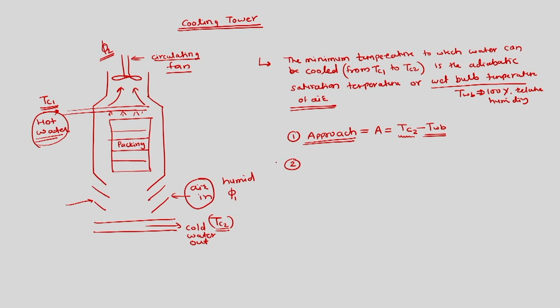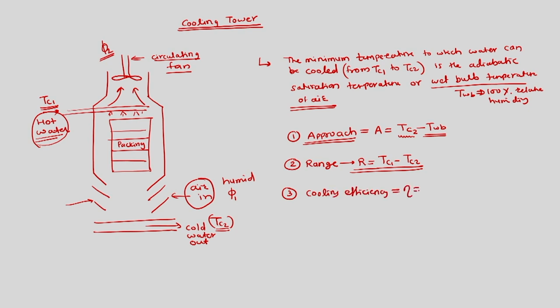Second is called the range of the cooling tower, and this range is defined as R. This is equal to TC1 minus TC2. So the actual cooling, what the cooling tower does from TC1 temperature to TC2 temperature, is called the range of the cooling tower.